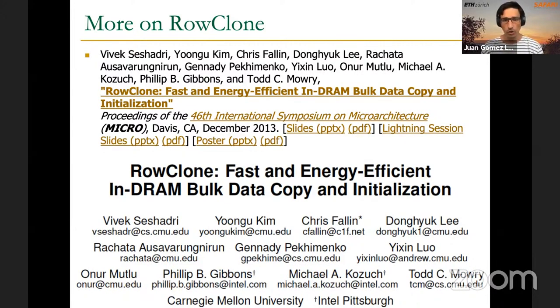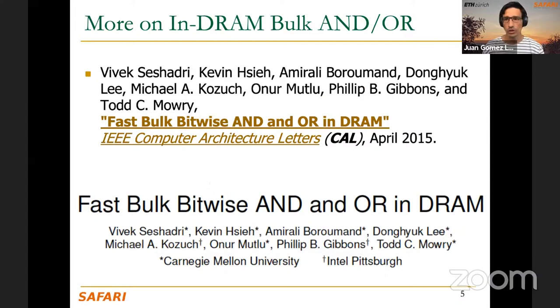One of the works that we explained with some detail is RowClone, which was probably the first proposal, the first project that took advantage of the analog operation of DRAM cells to perform some sort of computation, in principle something pretty simple, which is data copy and initialization. But then we continued developing ideas in this direction of processing using DRAM. The next work was Fast Bulk Bitwise AND and OR in DRAM, where we found a way of performing bulk bitwise operations inside DRAM.